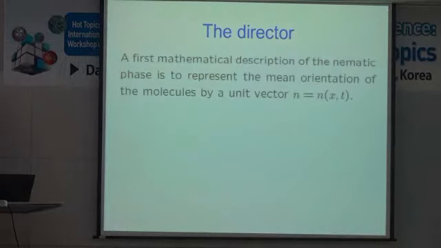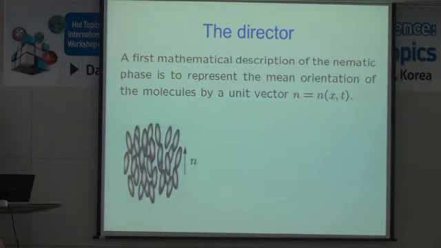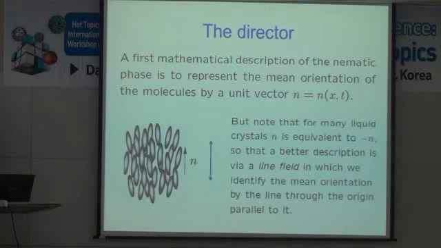How do we describe all this mathematically? Well, the first description would be to represent the nematic phase by the mean orientation of the molecules. So that's a unit vector. Here is a situation where the molecules are pointing more or less vertically upwards, and here's the unit vector n. But as Peter remarked, that's not satisfactory, because for many liquid crystals, n is equivalent to minus n. So a better description is via a line field, in which you identify the mean orientation by the line through the origin that's parallel to it.